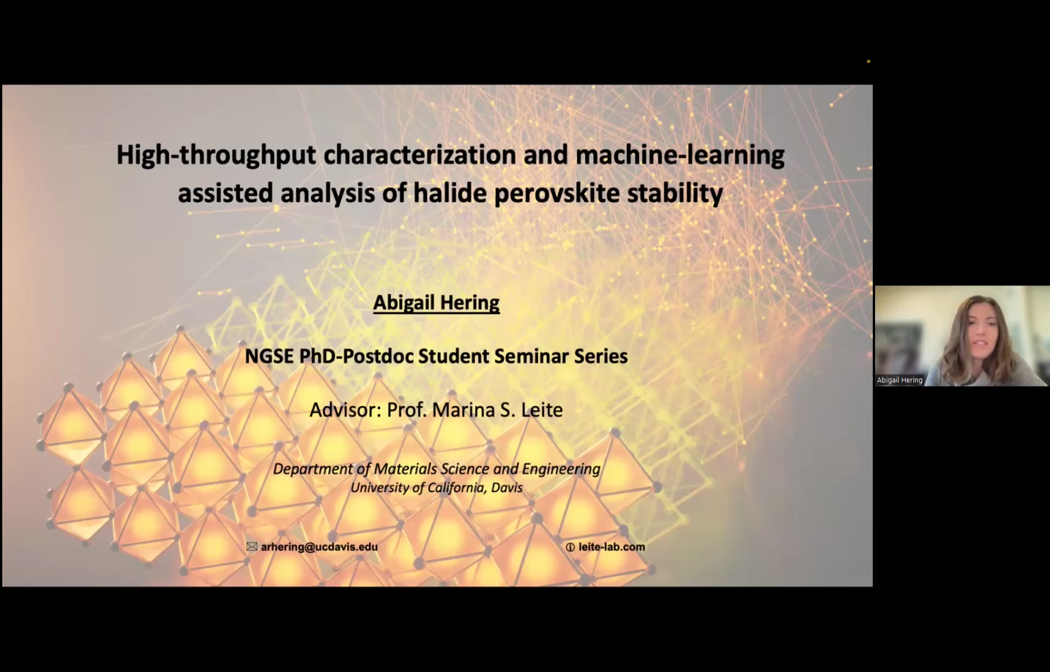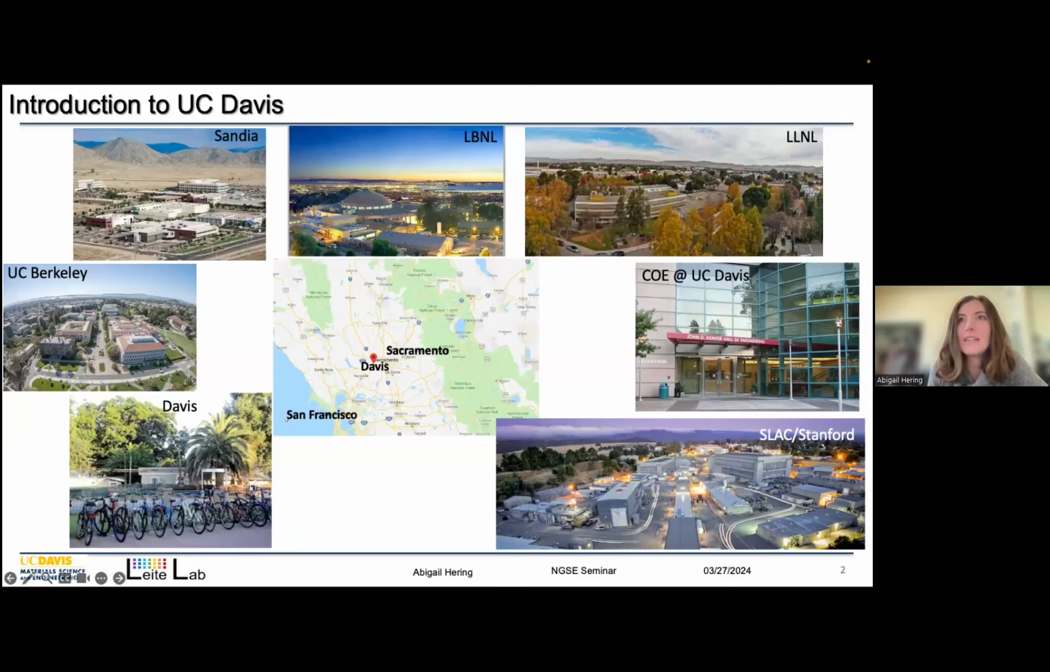So just as a quick introduction to where I am, I'm at UC Davis in Northern California. This is near the San Francisco Bay Area and the capital city, Sacramento. We're also very close to several other universities and national labs, including Sandia National Lab, Lawrence Berkeley National Lab, Lawrence Livermore National Lab, UC Berkeley, and Stanford. So there's a lot of collaboration in Northern California between all of these national labs and universities.